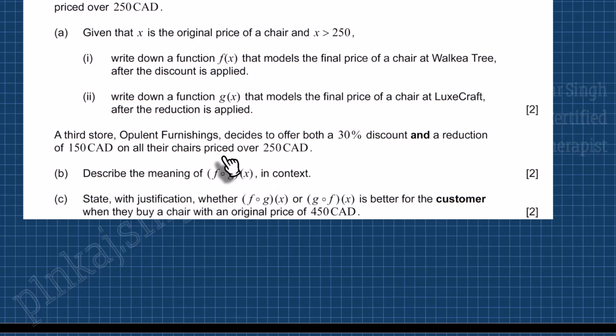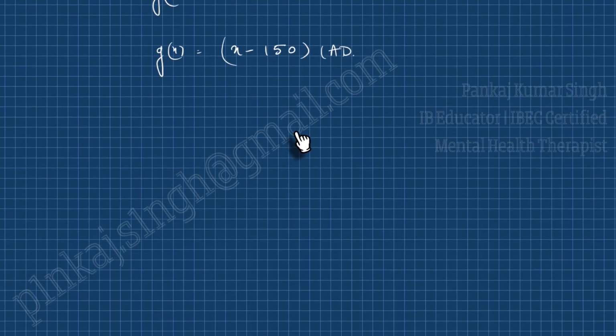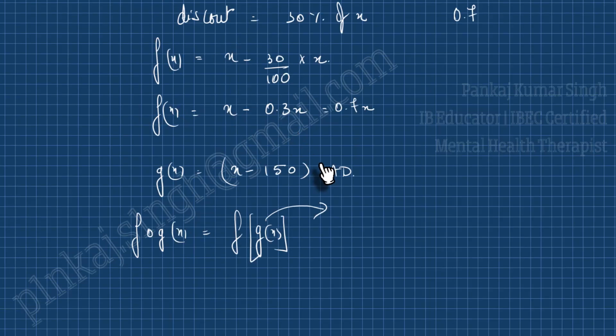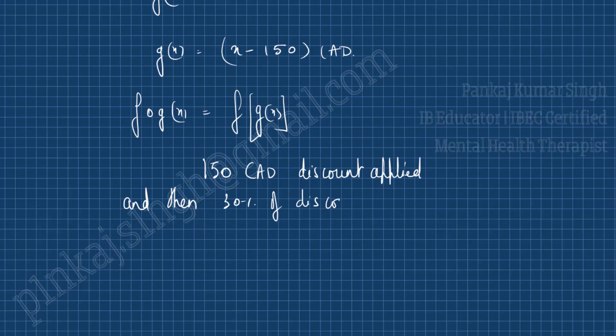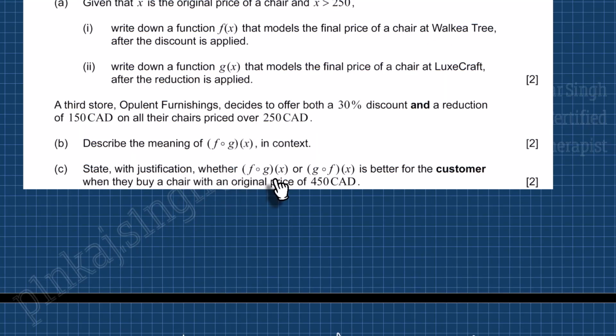Let's understand the meaning of f of g of x in context. So what does f of g of x mean? In this context, I'm calculating g of x first, which means I'm giving a 150 dollar discount, and then I'm applying a 30% discount on the remaining amount. That is what this would mean. The 150 Canadian dollar discount is applied, and then the 30% discount is provided.